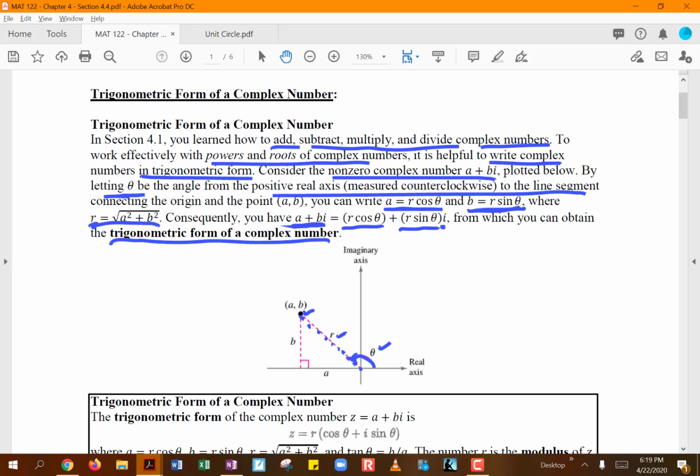So basically we need the r value, which again is defined as the square root of a squared plus b squared, and then theta is going to be the angle that is again, as you can see in the image. So using these two, we can convert our complex number into a trigonometric form.